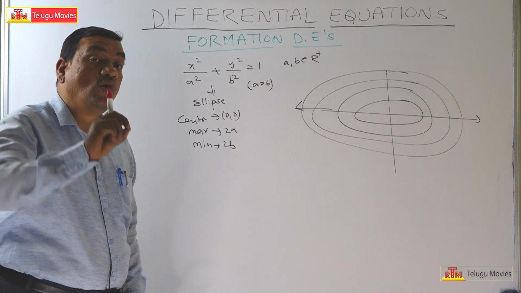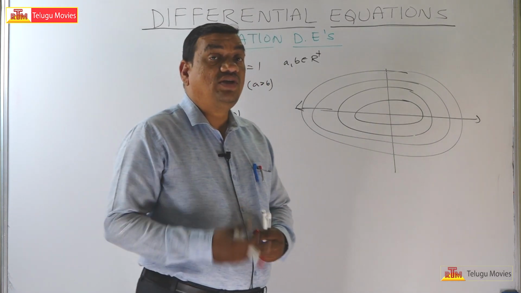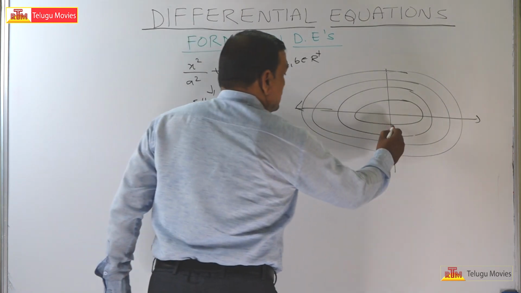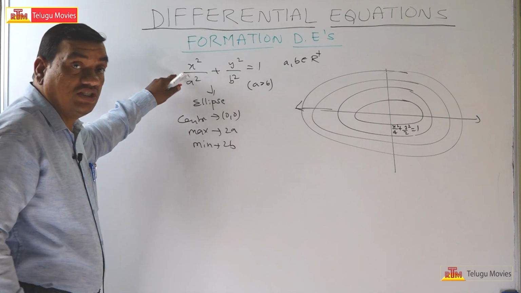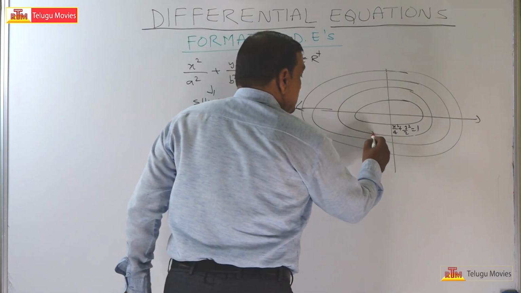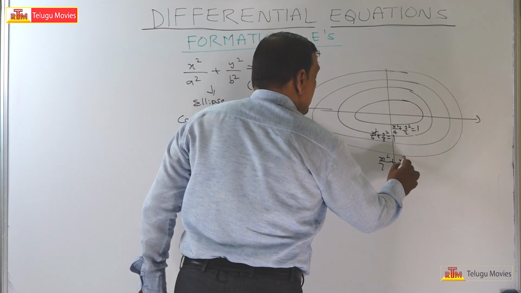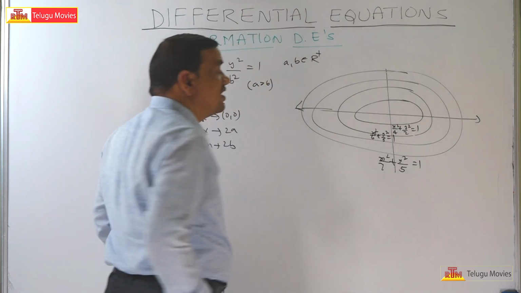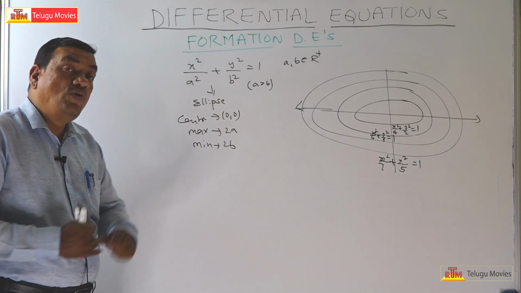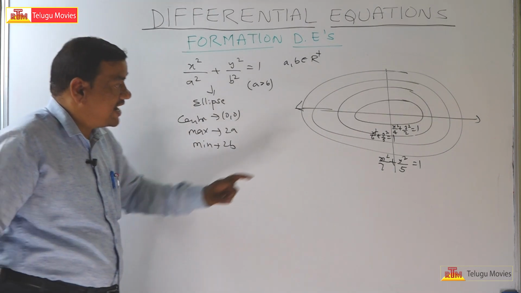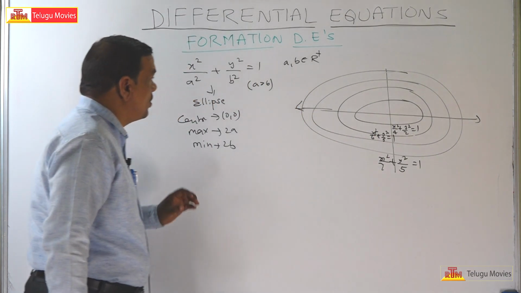Now, you have to find an equation which satisfies all the equations of this family of ellipses. For example, x square by 4 plus y square by 2 is equal to 1 is one member of this family of ellipses. Similarly, x square by 6 plus y square by 5 is equal to 1, and x square by 7 plus y square by 5 is equal to 1 are also members of this family of ellipses. Now, you have to find an equation which satisfies all these equations. Understand this?